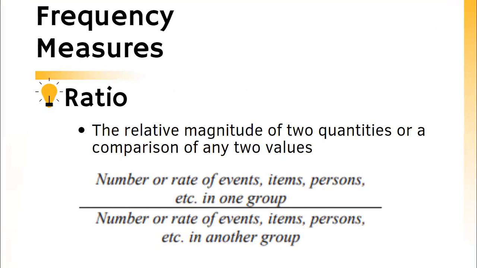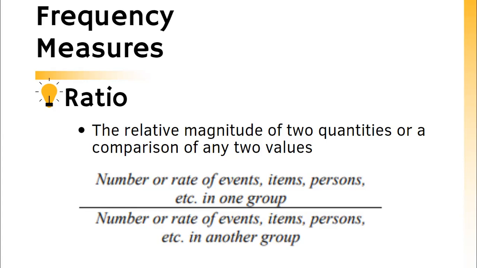Let me first discuss what we call frequency of measures. If you do not understand this part of my lecture, you will not be able to easily grasp the succeeding computations, because these frequency of measures are the basic principles, or the pillars, of your computations in the different health indicators. We basically have three frequency of measures: ratio, proportion, and rates.